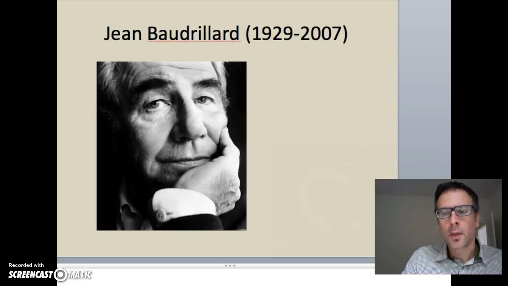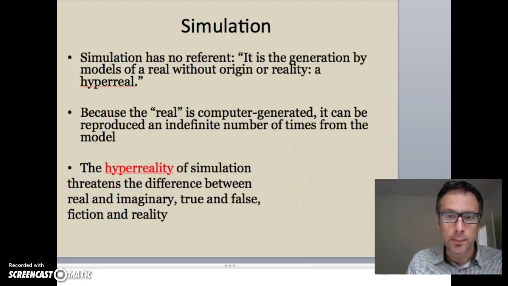So part two, Welcome to the Real World, is about Jean Baudrillard's Simulacra and Simulation, which was first published in English in 1981. I'm not going to go over Baudrillard, I'm just going to tell you that he has been a very influential French philosopher of the 20th century, especially of the 70s, 80s and 90s.